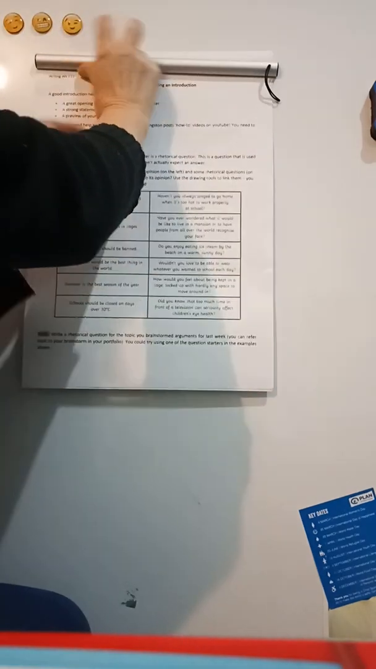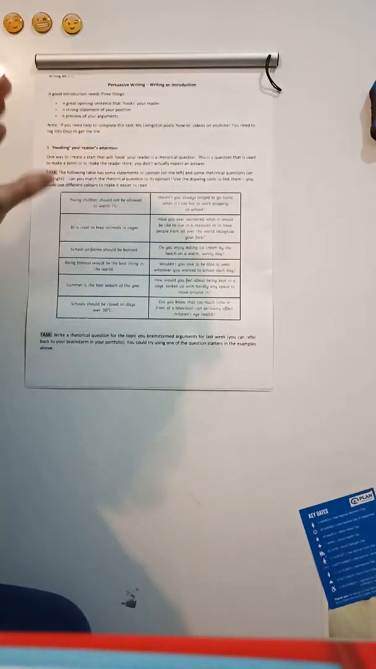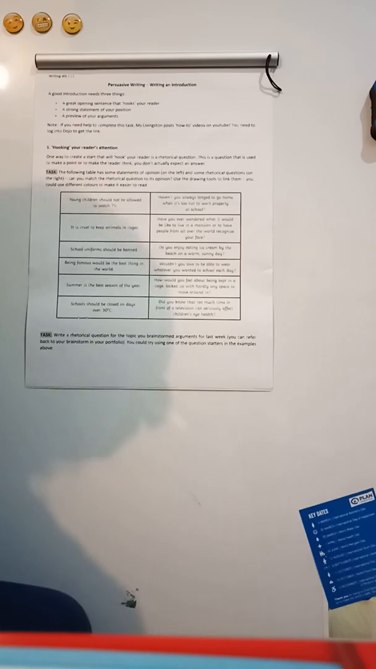So when you look at today's task, it looks like a lot, but it's not. There's a fair bit of reading, but there's actually not too much writing, so don't panic. Today's task is about writing an introduction for a persuasive task, and a good introduction needs to have 3 things. It needs to have a really strong opening sentence to hook my reader in. It needs to have a strong statement of my opinion or position, and I need to give my reader a preview of my argument so they know what to expect.